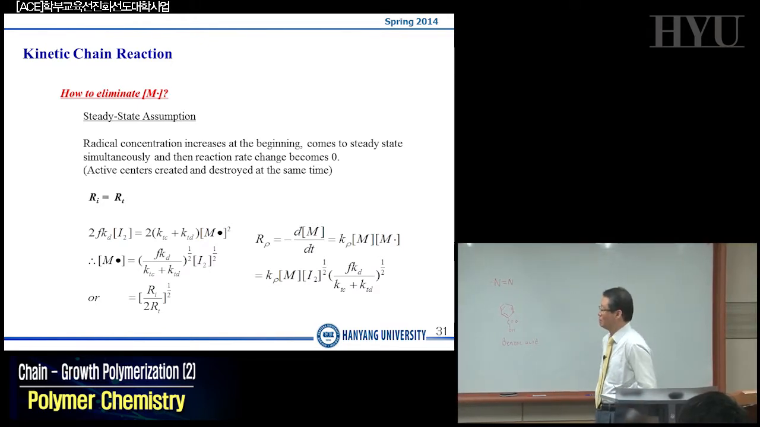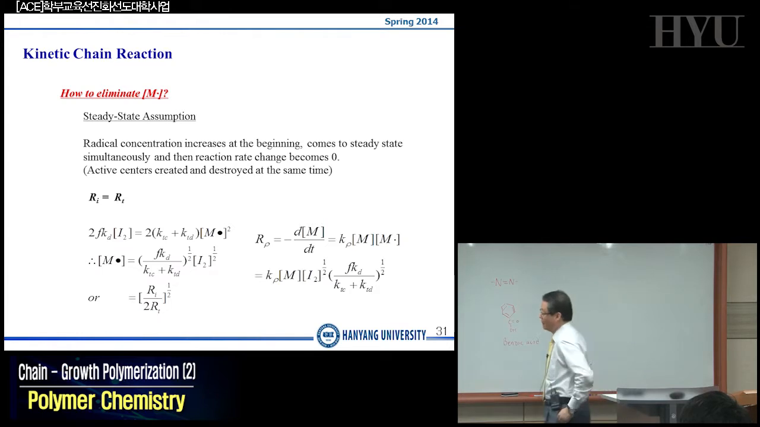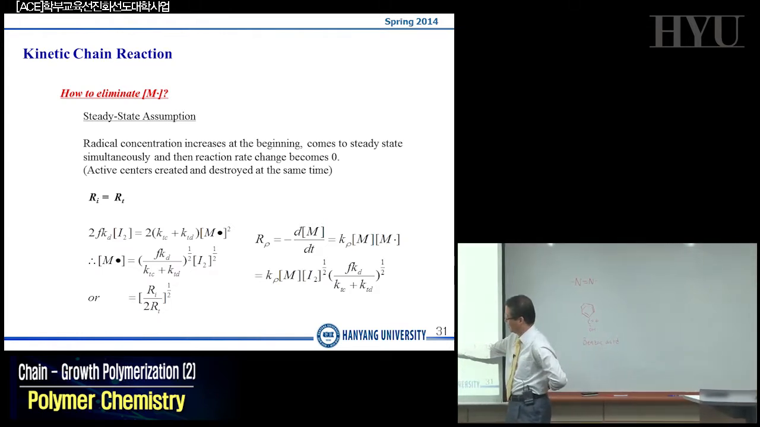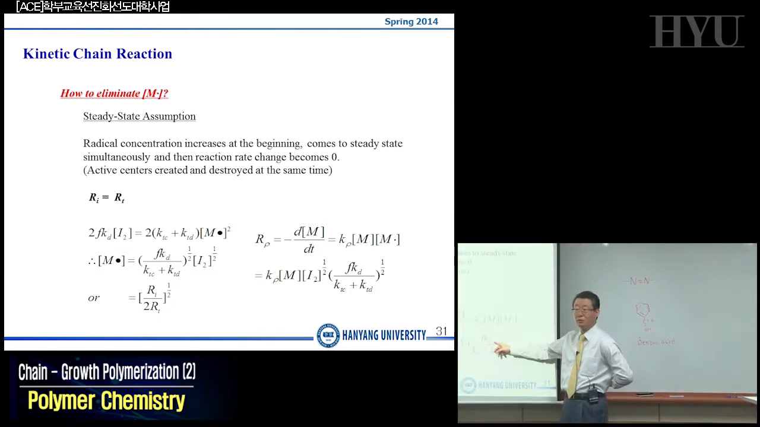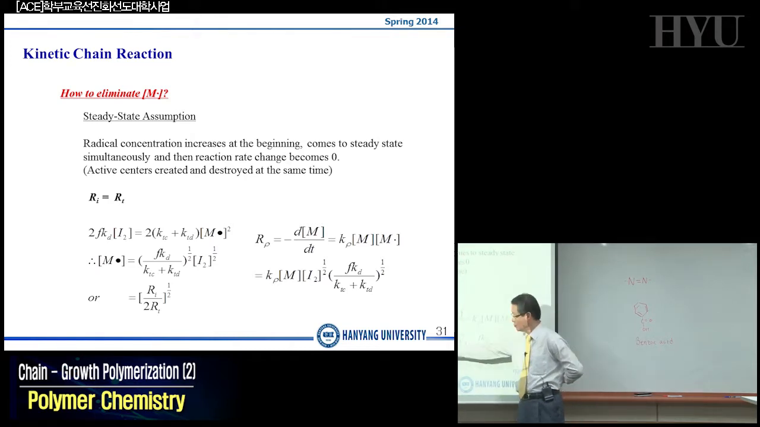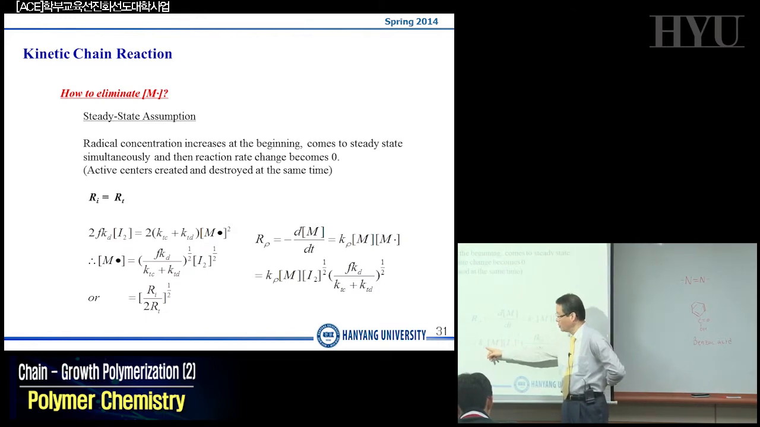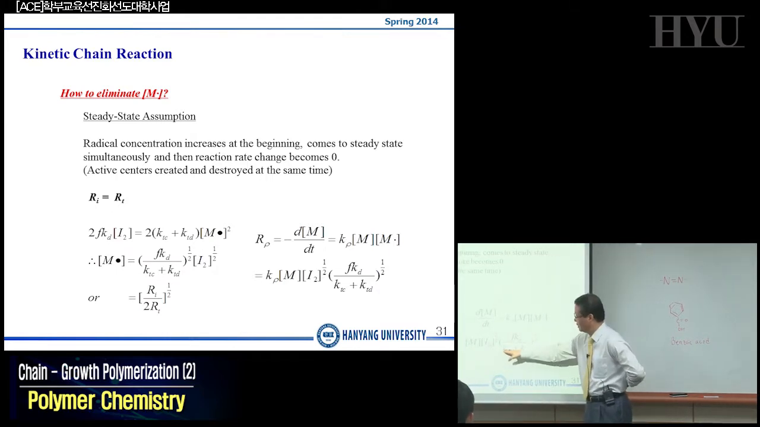Now, I have told you that the decomposition rate constant is about 10 to the minus 2 to 10 to the minus 4. Propagation rate is higher than this one. Kp is about 10 to 2 to 10 to 4. And Kt is even higher. Remember that we have 10 to 6 to about 10 to 8. Okay? Now I ask you the question, what happened?